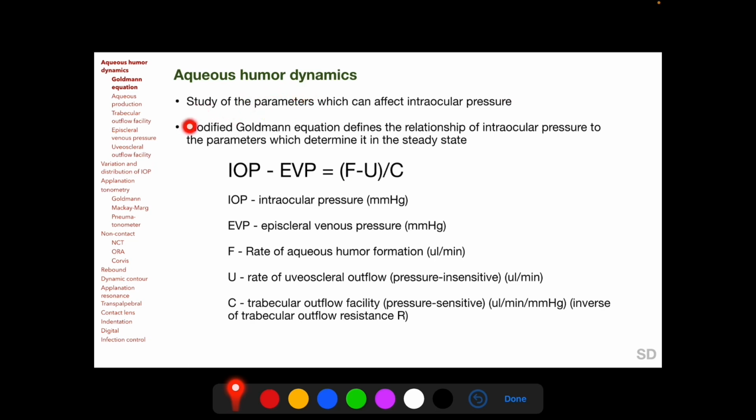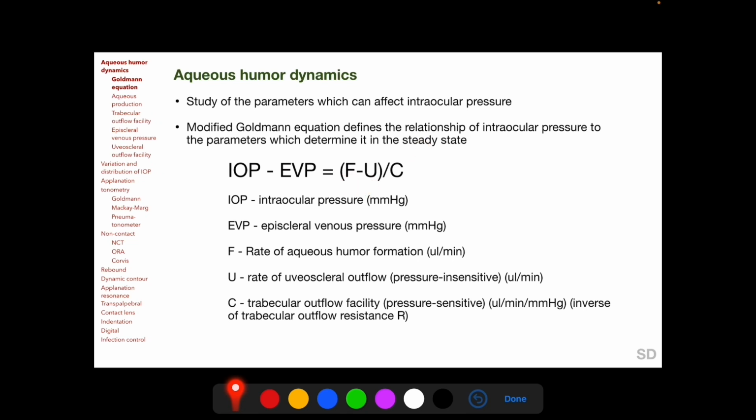The modified Goldmann equation defines the relationship of intraocular pressure to the parameters which determine it in the steady state. So in the Goldmann equation, we can keep the pressure parameters on the left side of the equation and the flow parameters on the right side of the equation. The pressure parameters are the intraocular pressure and the episcleral venous pressure in millimeters of mercury, and the flow parameters are the rate of aqueous humor formation, F, in microliters per minute, which is also equal to the rate of total aqueous humor drainage in the steady state.